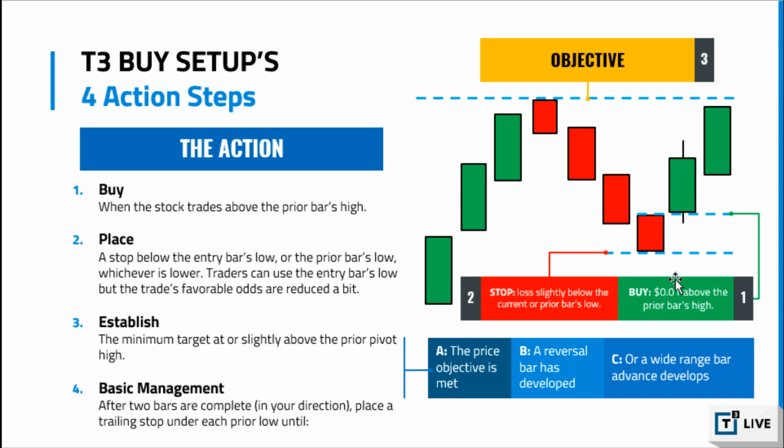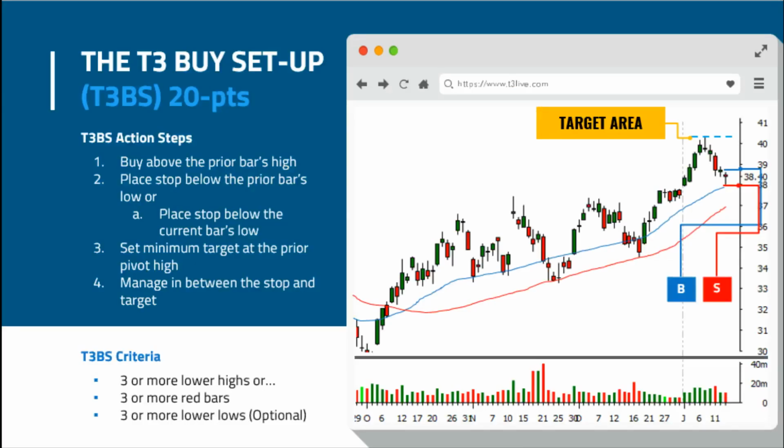And basic management, which beats what most people do. After 2 bars in your favor, 2 green bars in your direction, place a trailing stop under each prior bar's low until you're trailed out, you reach target, or you get a wide range bar, in which case you want to just take it. Okay? So that's the setup.